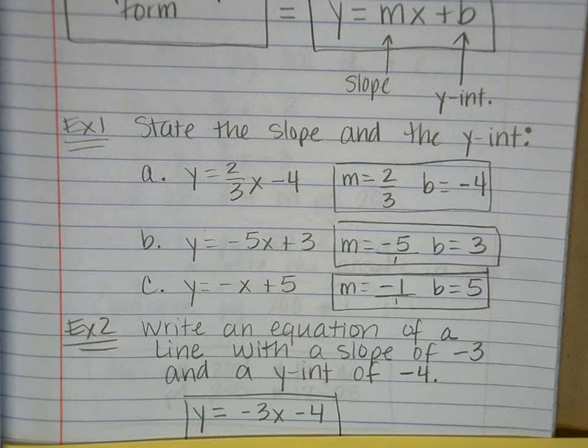And what does the negative 4 tell us? Who knows? Raise your hand. What does the negative 4 tell us? What is the negative 4, Taylor? If you look at the top of your notes, it'll tell you the answer. What is the negative 4? The y-intercept. Yeah, negative 4 is the y-intercept.